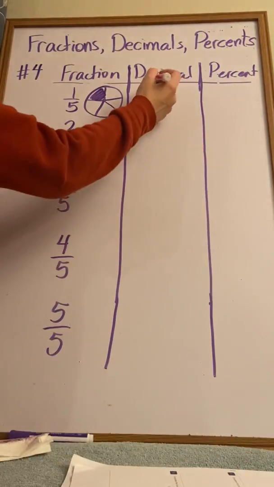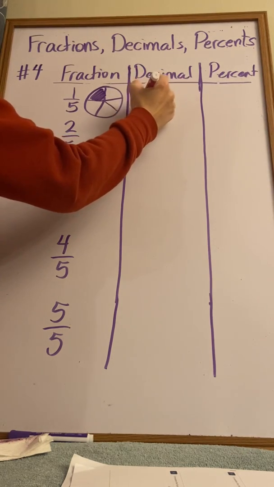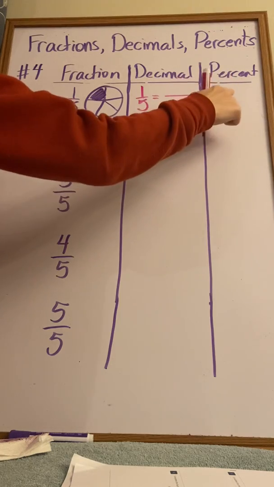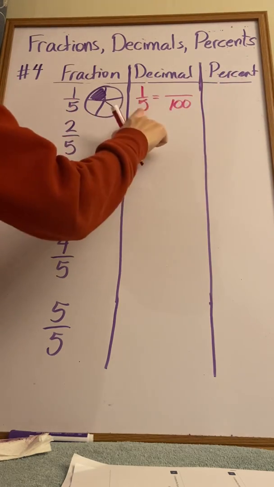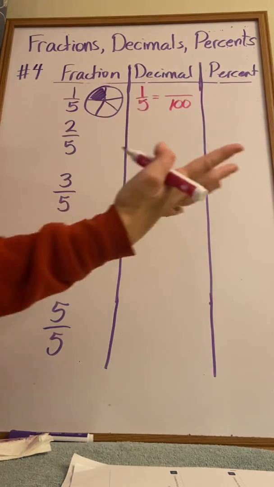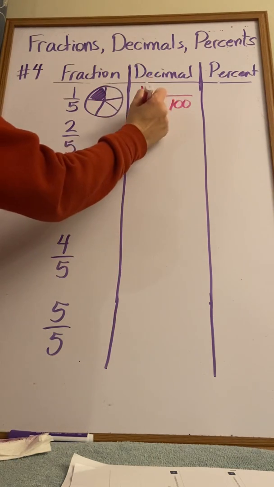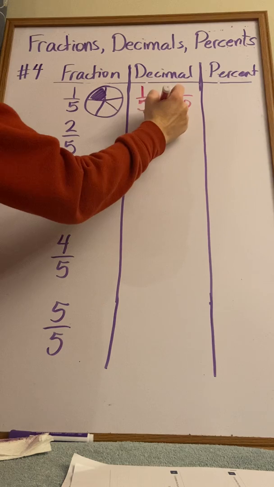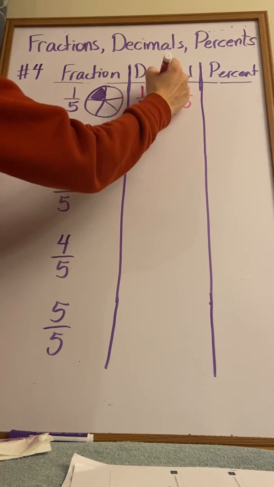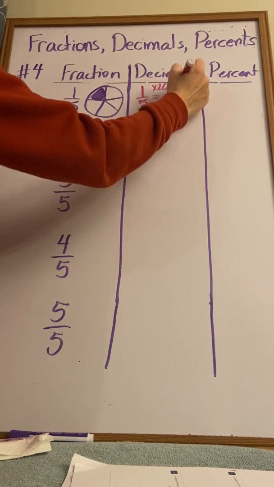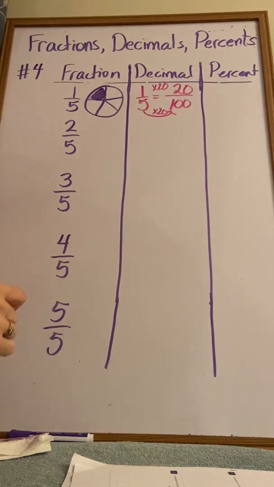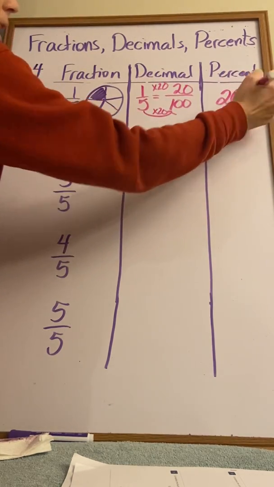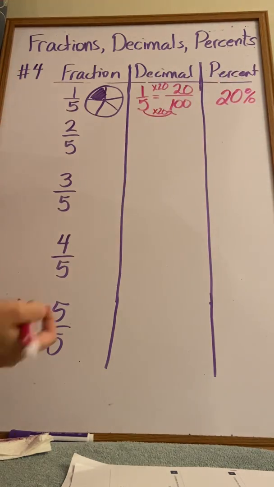Okay, we can say 1/5 is equal to what out of 100? Because we're going to percent here, so we can say out of 100, how much is that worth? So how could I get from 5 to 100? 5 times 20 is 100. So I can multiply the top number by 20. And that's 20 out of 100. So right there, I know this is 20%, because percent means out of 100.